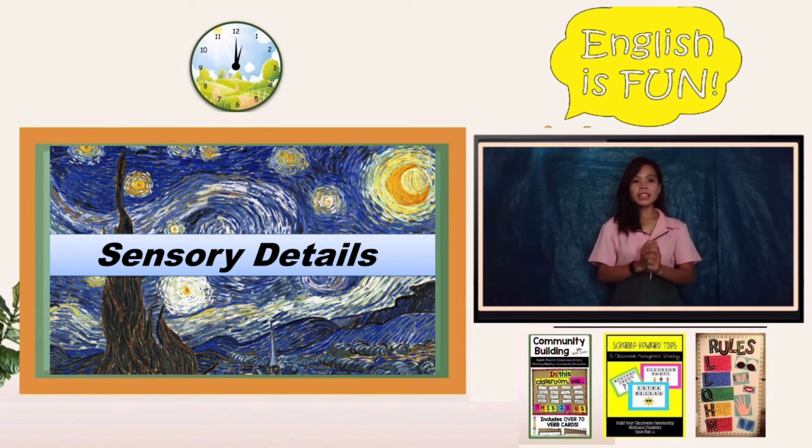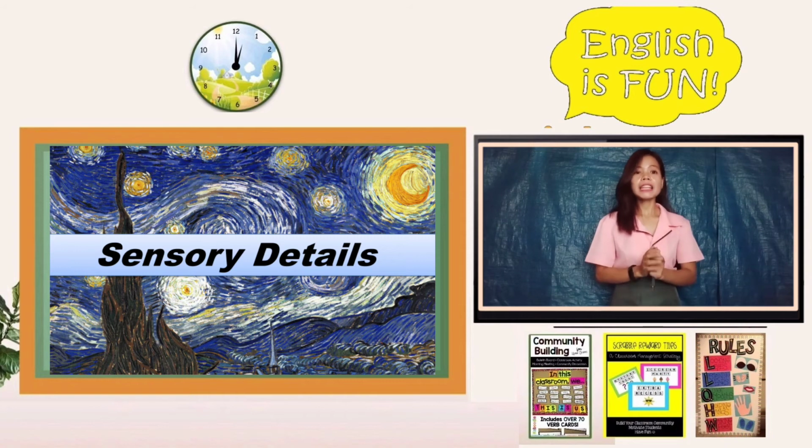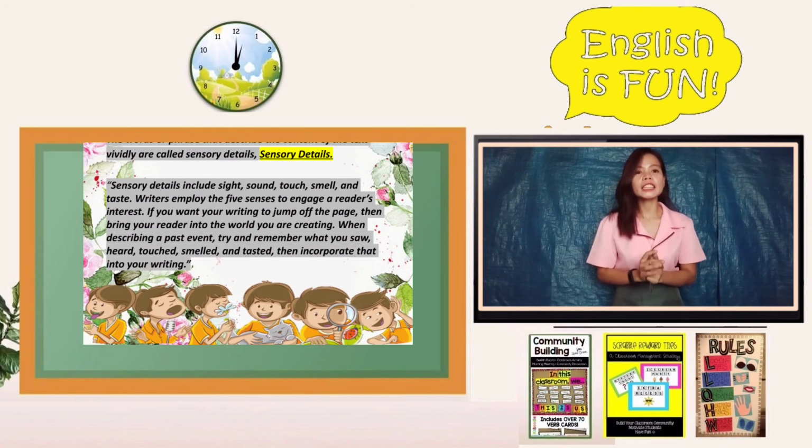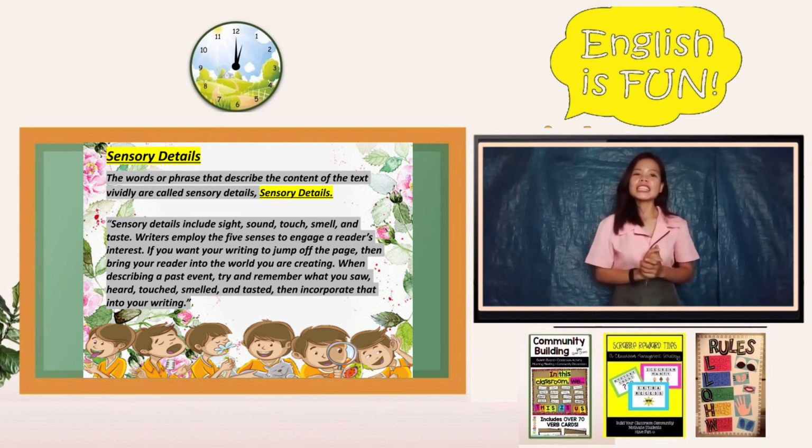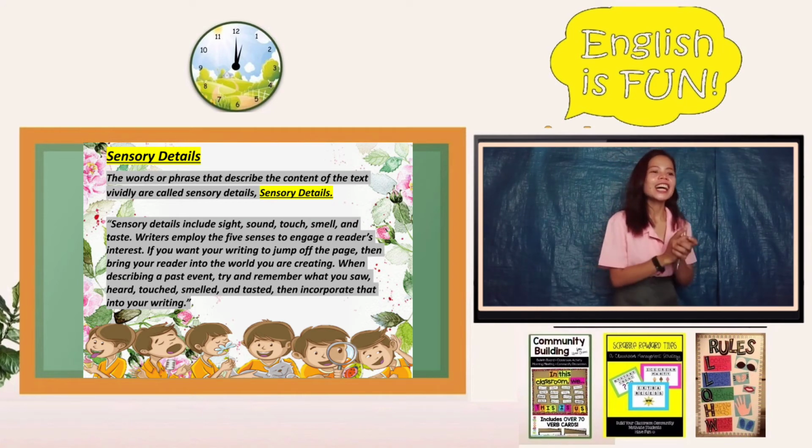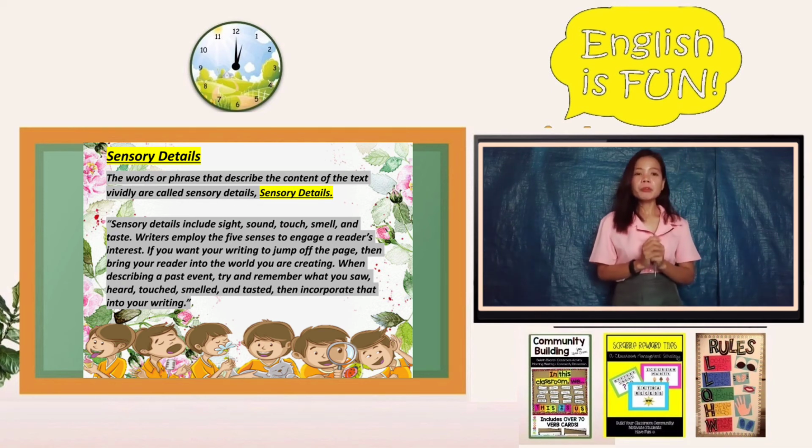He uses some details to catch his viewers' attention. Same with writing. A writer must employ the five senses to engage the reader's interest. If you want your writing to jump off the page, then bring your reader into the world that you are creating. When describing a past event, try to remember what you saw, heard, touched, smelled, and tasted. Then, incorporate that into your writing. Therefore, it's better to add more spices in your dishes, right? Do you got me, class? Yes, ma'am. Okay. Any question regarding our discussion for today?